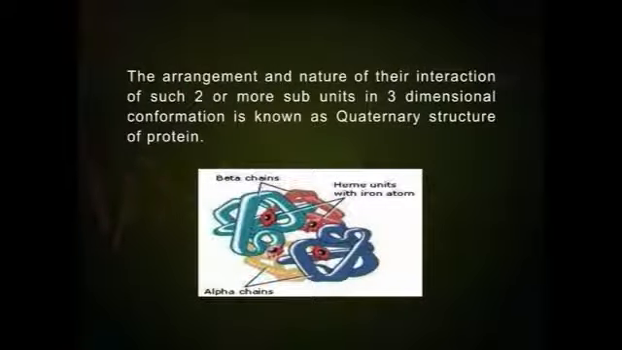Now the quaternary structure of protein, the fourth level of protein structure. Many proteins contain 2 or more separate polypeptide chains, and each polypeptide chain is called a subunit. The arrangement and the nature of interaction of such 2 or more subunits in 3-dimensional conformation is known as the quaternary structure of protein. A protein with only one chain has no quaternary structure. Therefore, quaternary structure deals only with proteins which have more than one polypeptide chain.